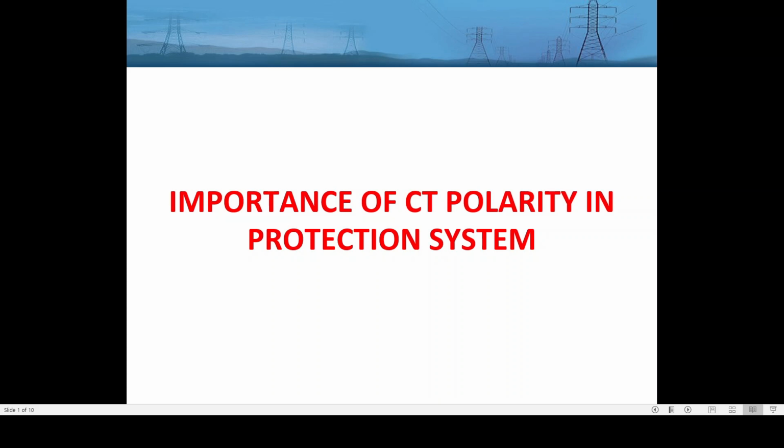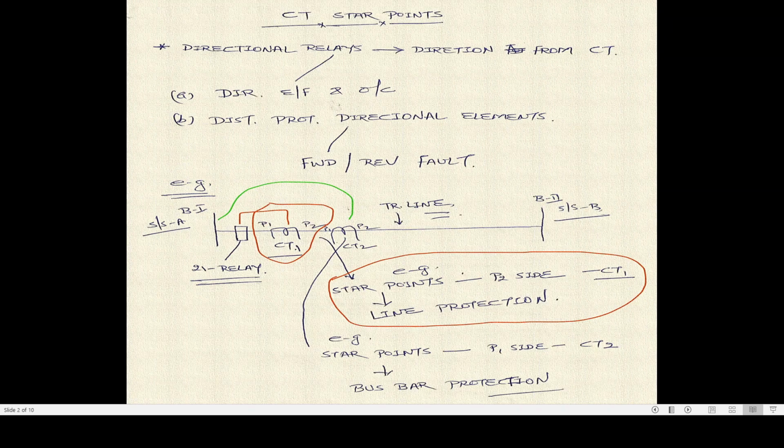Now, without wasting any further time, let us start with our topic of CT polarity and its importance in protection system. So, first of all, in this session, we are going to discuss the CT star points and their importance for directional relays. In case of directional relays, the CT star points basically determine the direction of your relays. That means whether the fault is in the forward direction or the reverse direction is determined from the CT star points or from the current direction in the secondary of the current transformer. And we will discuss how in the coming slides.